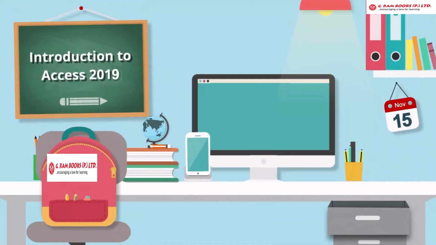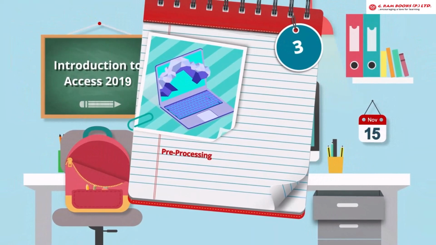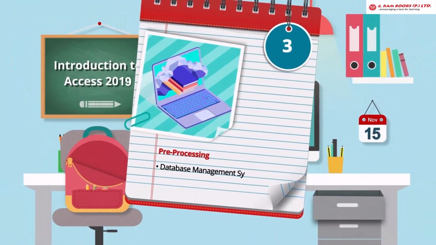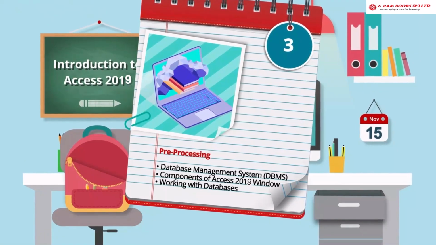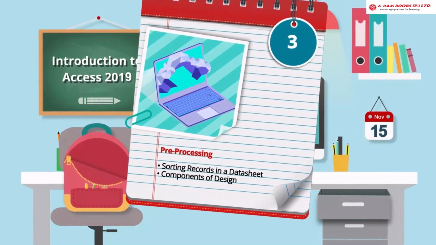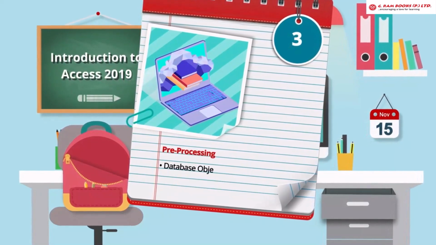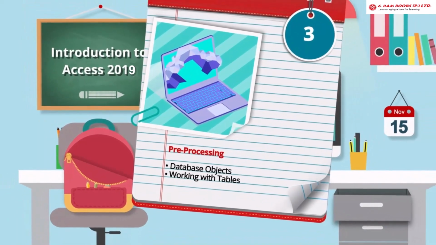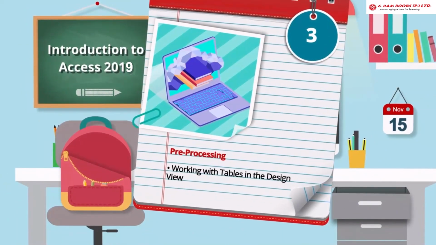Chapter 3: Introduction to Access 2019. Preprocessing, Database Management System (DBMS), Components of Access 2019 Window, Working with Databases, Sorting Records in a Data Sheet, Components of Design View, Microsoft Access 2019, Database Objects, Working with Tables, Design View in Access, Working with Tables in the Design View.